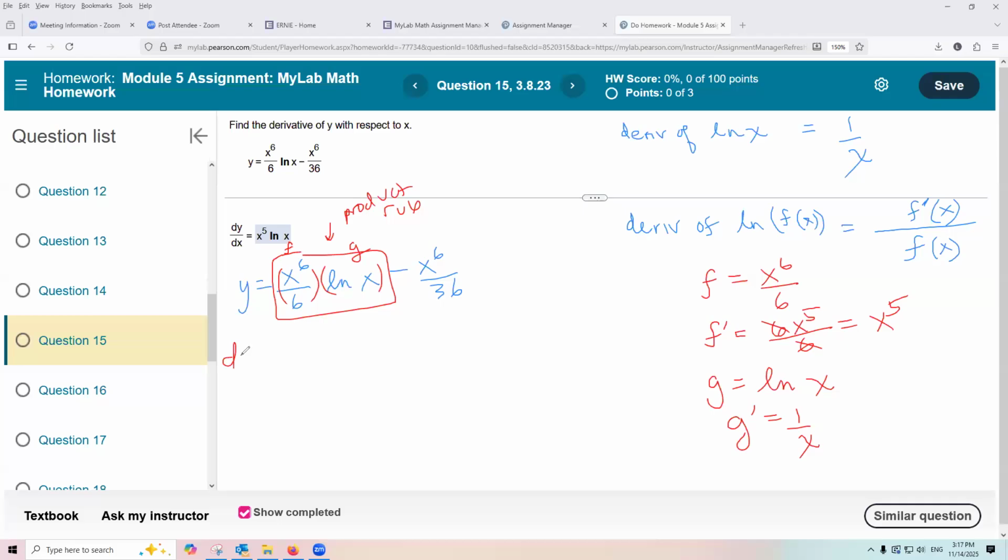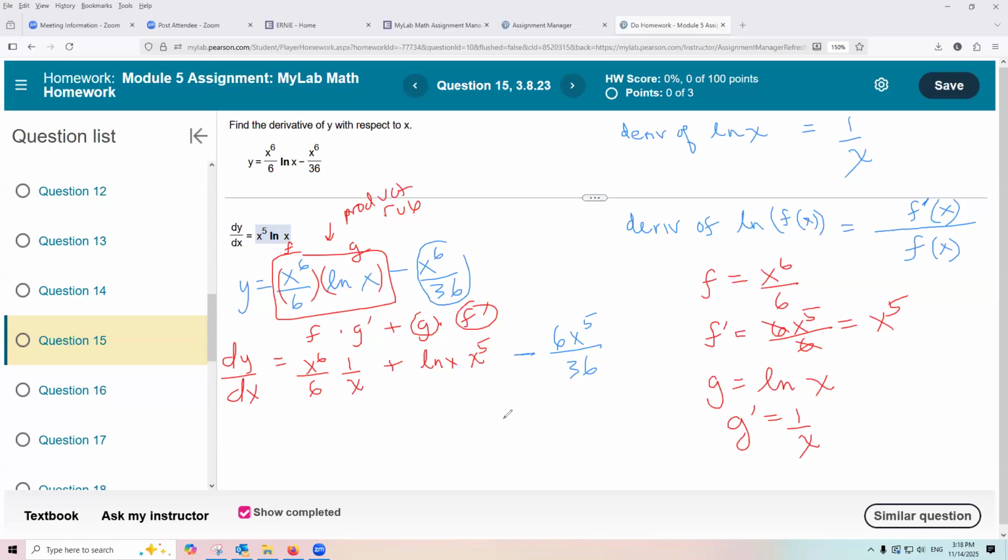All right, let's plug into this product rule then. We're going to plug into f times g prime plus g times f prime. Our f function is x to the 6 over 6. g prime is 1 over x. The g function is ln x, and f prime is x to the 5. But we still also have to take the derivative of this x to the 6 over 36 back here. So that's going to be 6x to the 5 over 36.